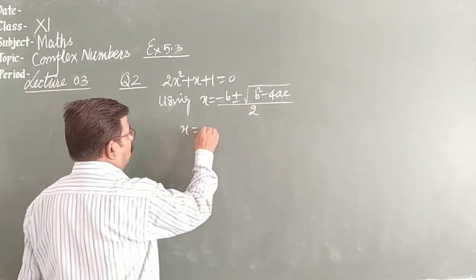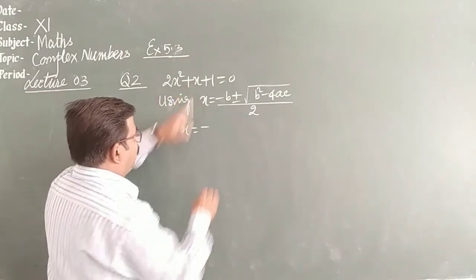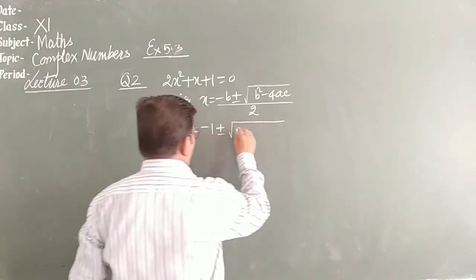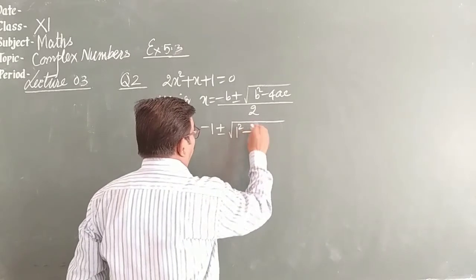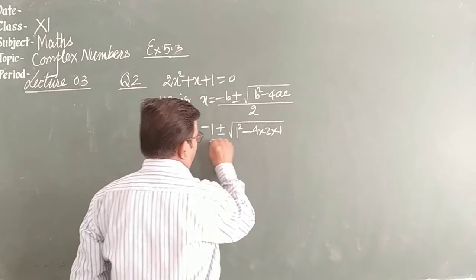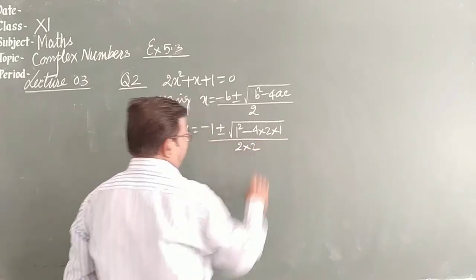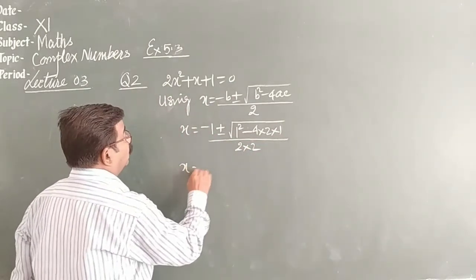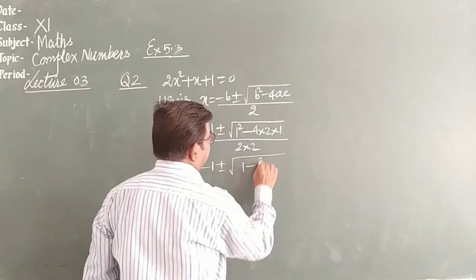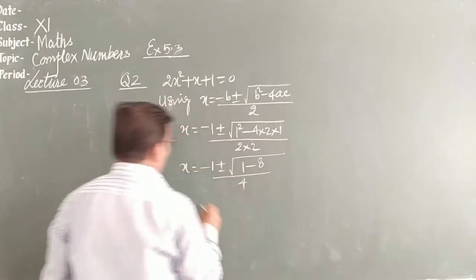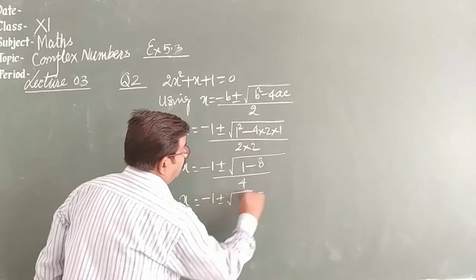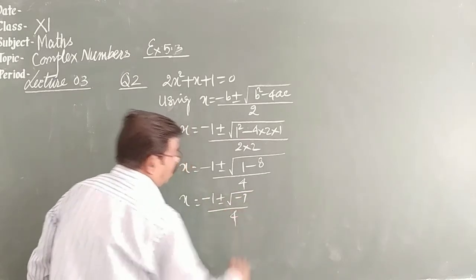So x is equal to minus b, coefficient of x is 1, plus minus under root b square means 1 square minus 4 into a is 2, this is 1, upon 2 into 2, 2a. x is equal to minus 1 plus minus under root, this is 1 minus 8 upon 4, or x is equal to minus 1 plus minus, this is under root minus 7 upon 4.